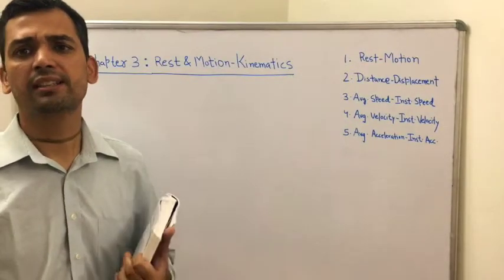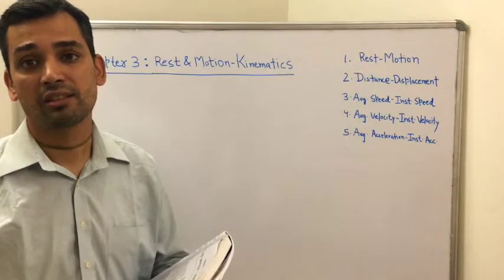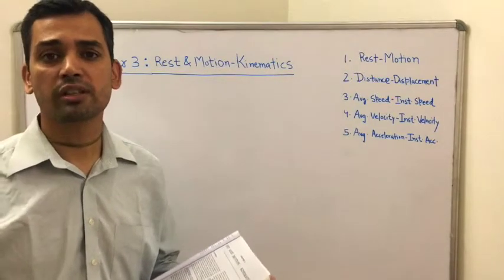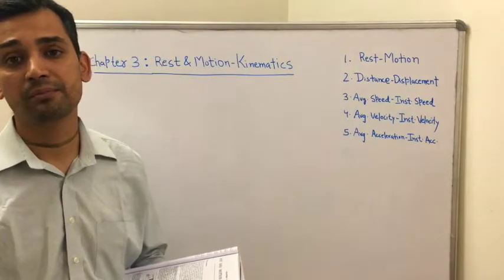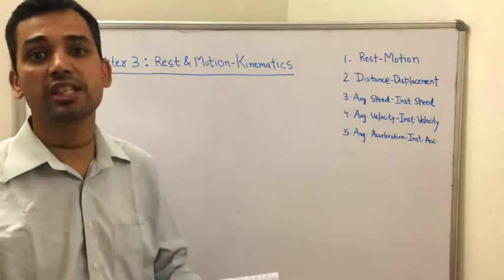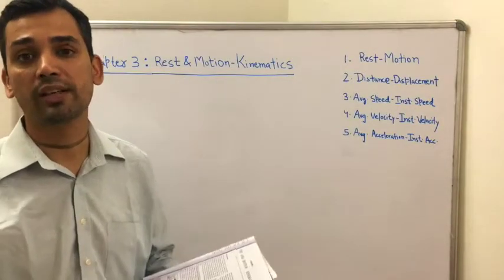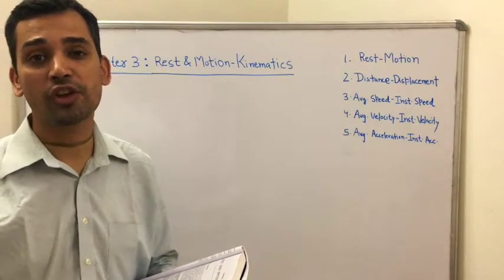How do you define that a body is in motion or is it at rest? You might say it's a simple question. If a body does not change its position with respect to time, it is said to be stationary. And if it does change its position with respect to time, it is moving. But how do you know whether the position is being changed or not?